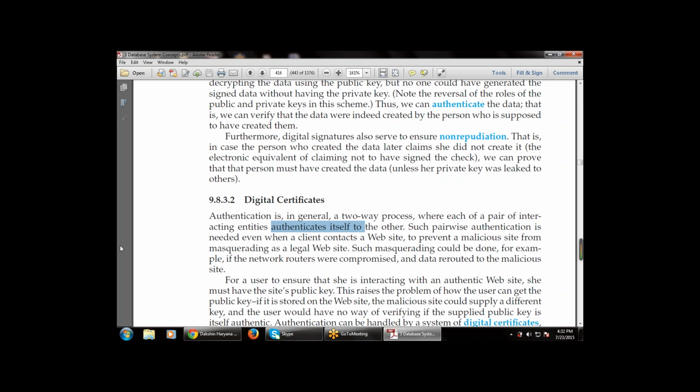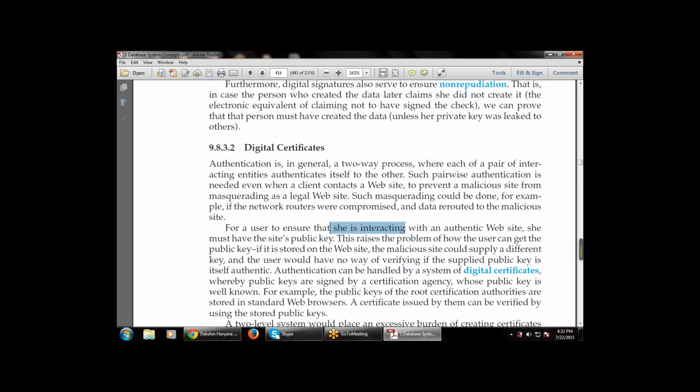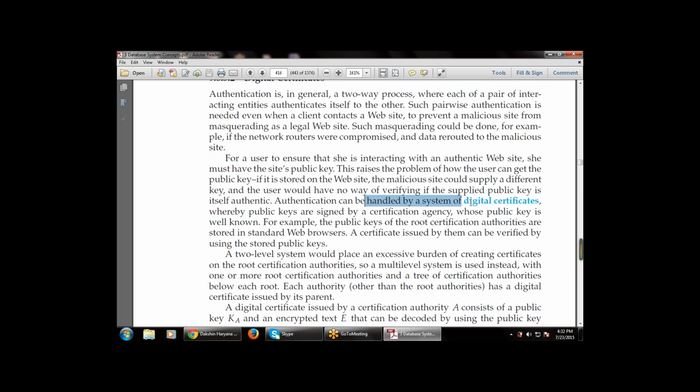So there's a digital certificate that is available, that is legal, and that is not accessed by unauthorized users. For a user to ensure that she is interacting with an authentic website, she must have the site's public key. So authentication can be handled by using digital certificates, where the public keys are signed by a certification agency. So there is a certification agency that signs the public keys, whose own public key is well known.